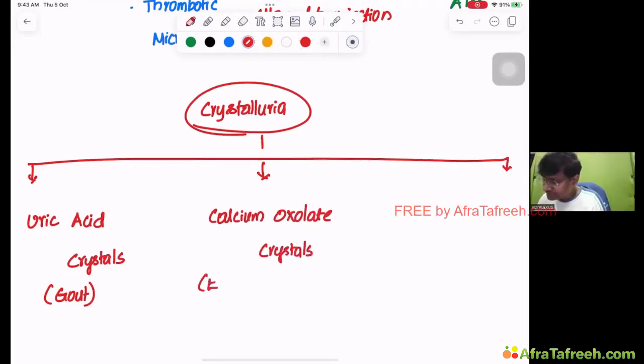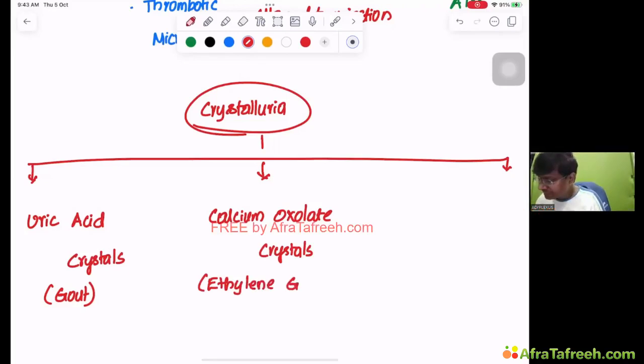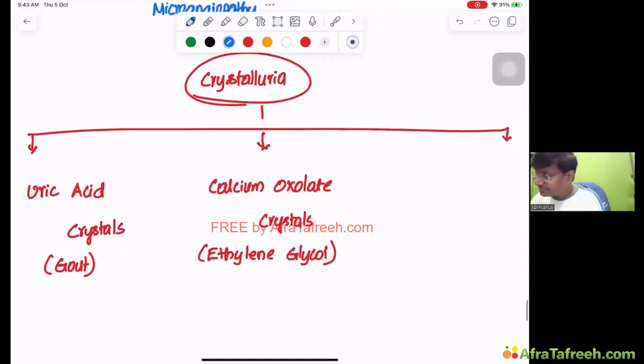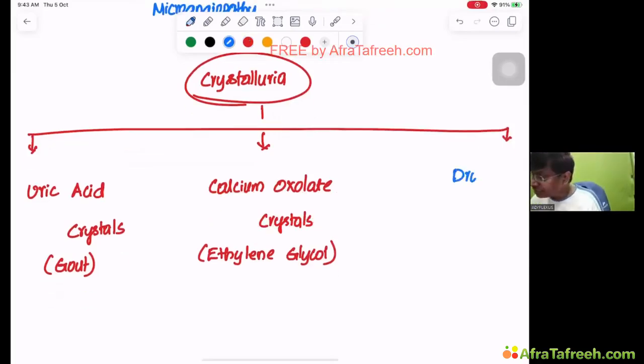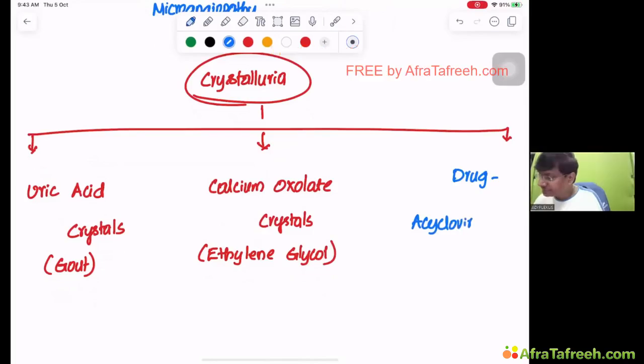Right, calcium oxalate crystals, you see that in ethylene glycol intoxication. Okay, and even there are certain drugs which can contribute to the formation of crystals and are excreted in the urine. That includes acyclovir, which is an antiviral drug, then indinavir.